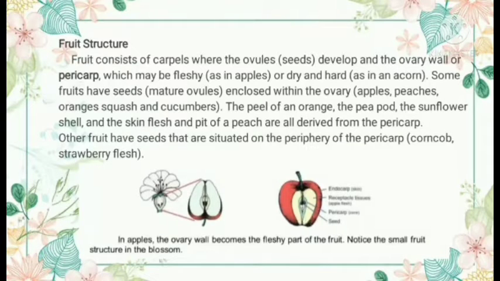Some fruits have seeds, mature ovules, enclosed within the ovary, such as apples, peaches, oranges, squash, and cucumbers. The peel of an orange and the pea pod, the sunflower shell, and the skin, flesh, and pith of the peach are all derived from the pericarp. Other fruits have seeds that are situated on the periphery, as in corn.